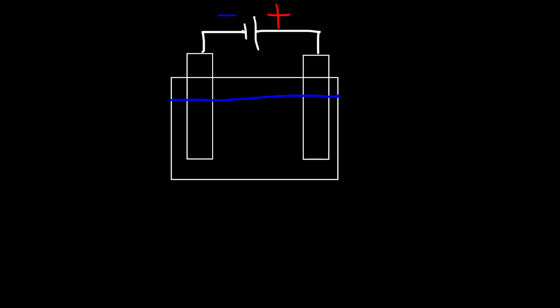So in this solution, we're going to have water and sodium chloride. Now let's say we also have HCl. So the solution is acidic. We'll say the pH is 0. So we have a 1 molar solution of HCl.